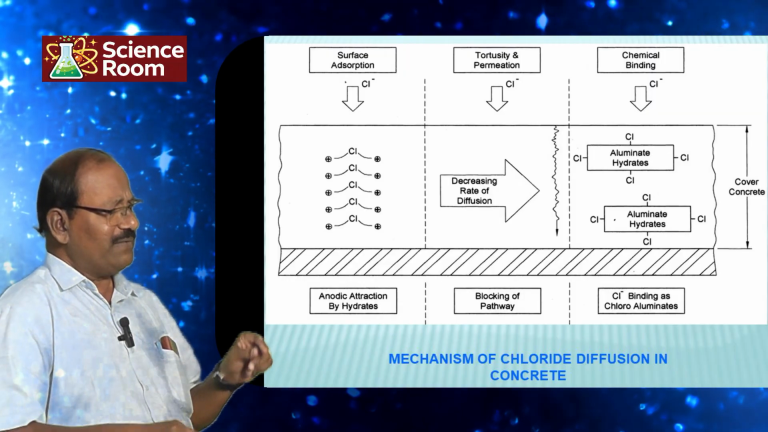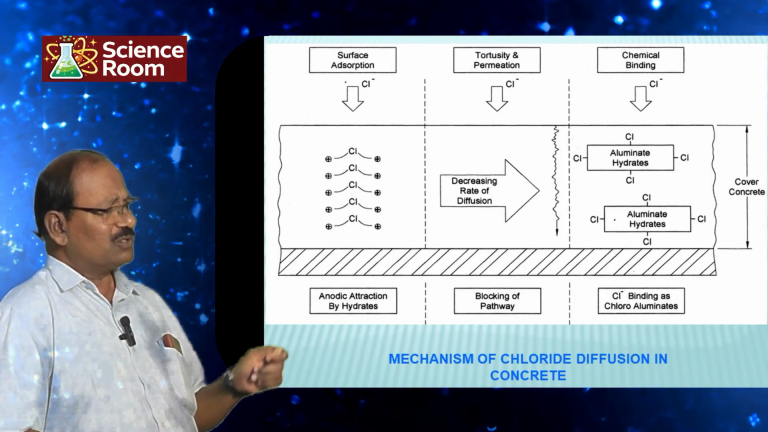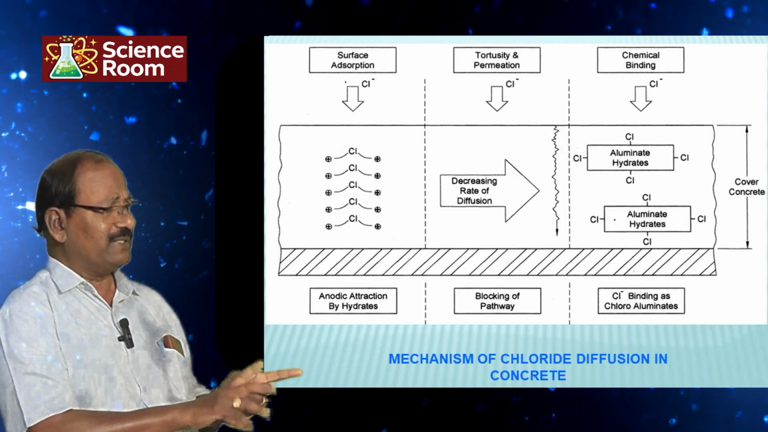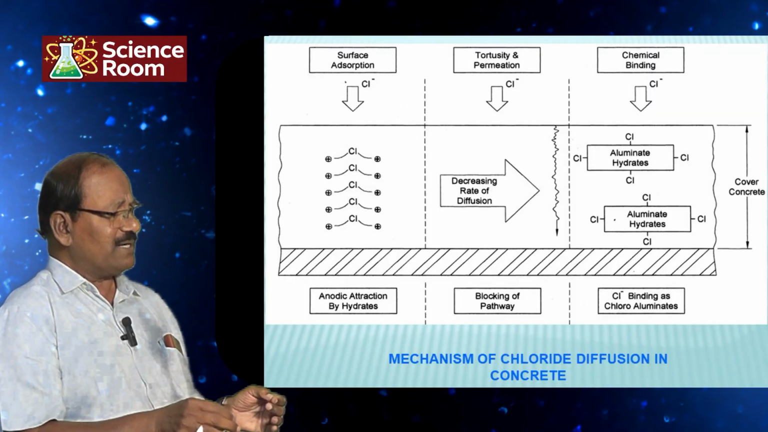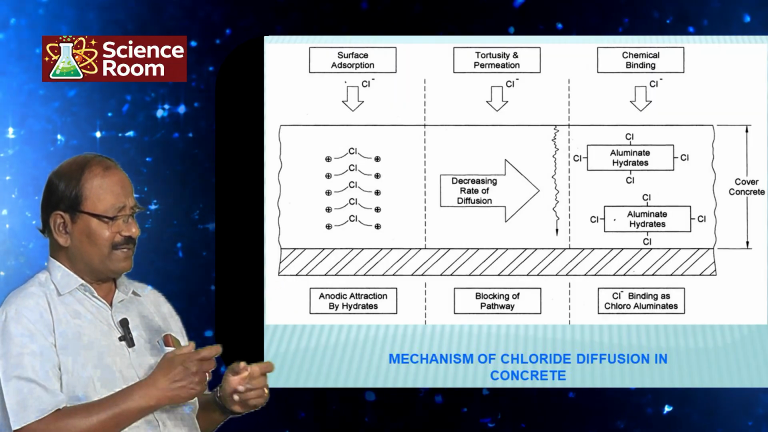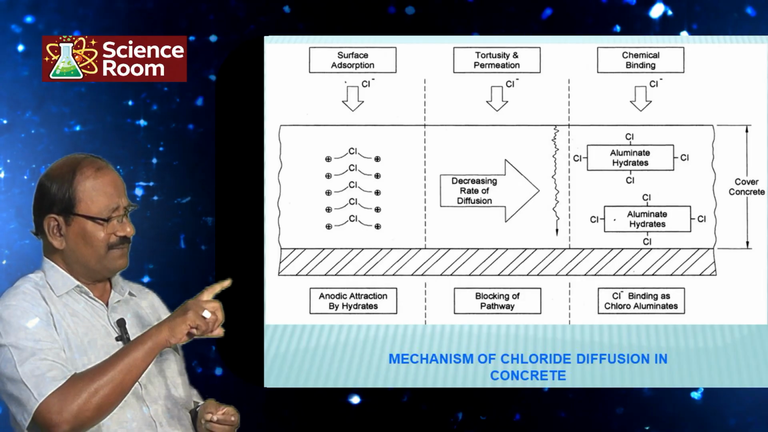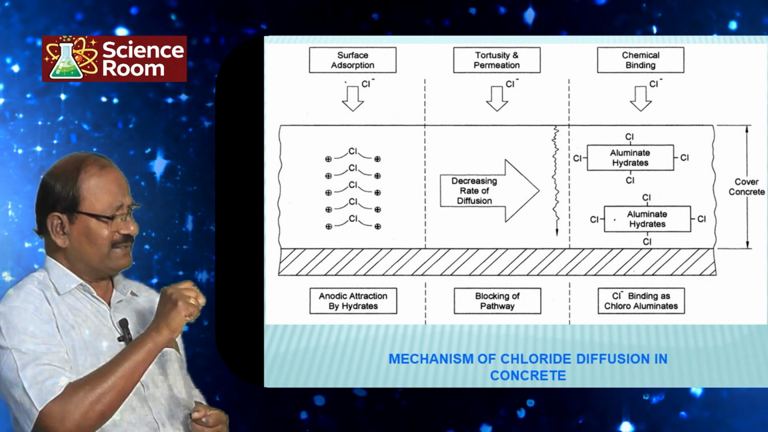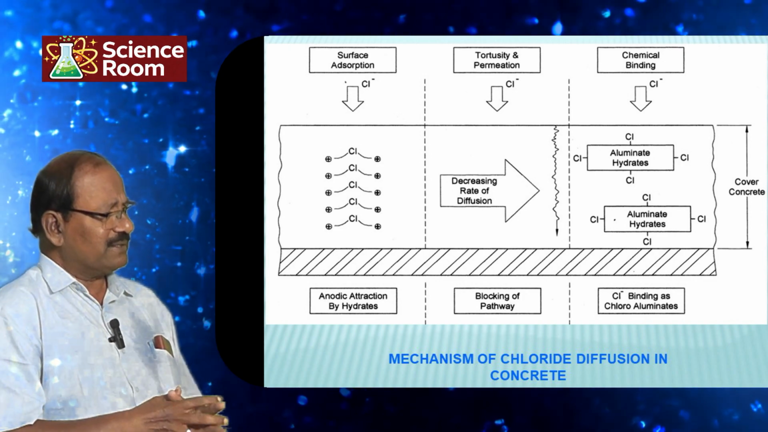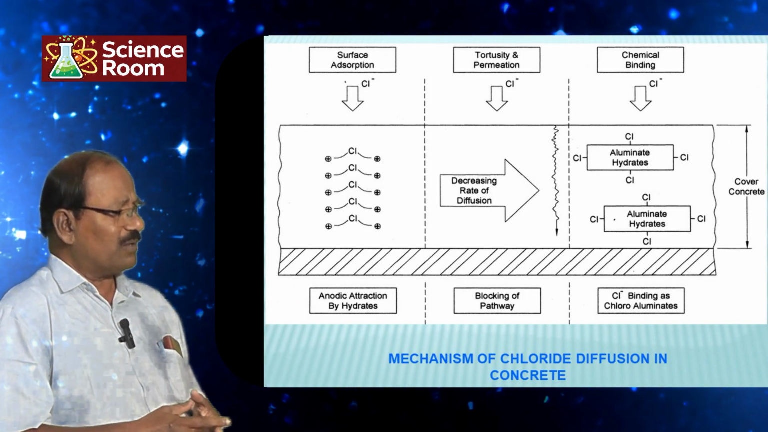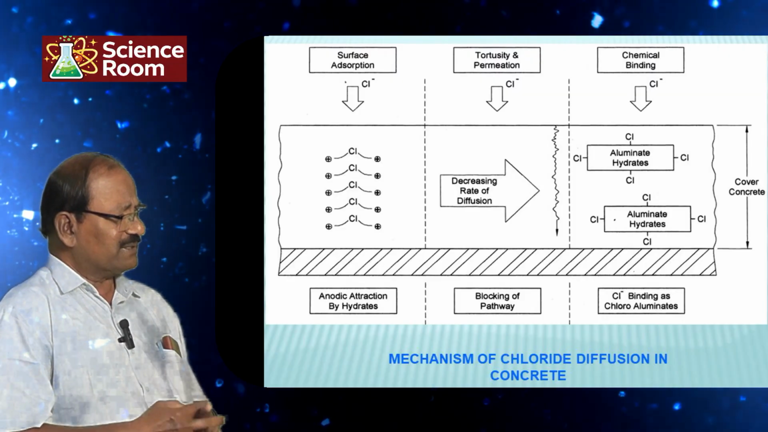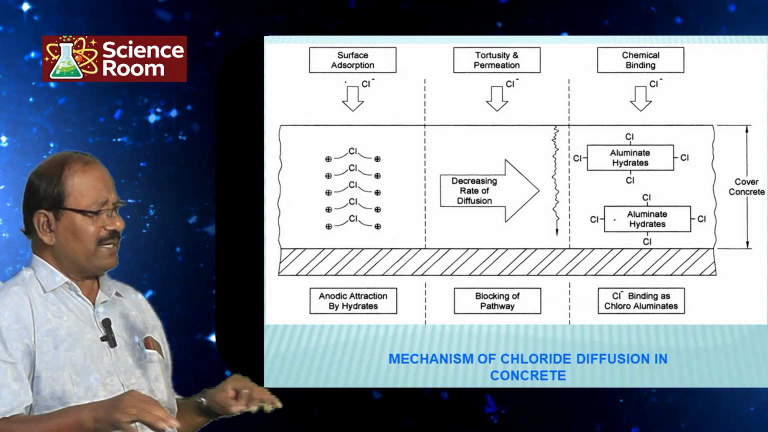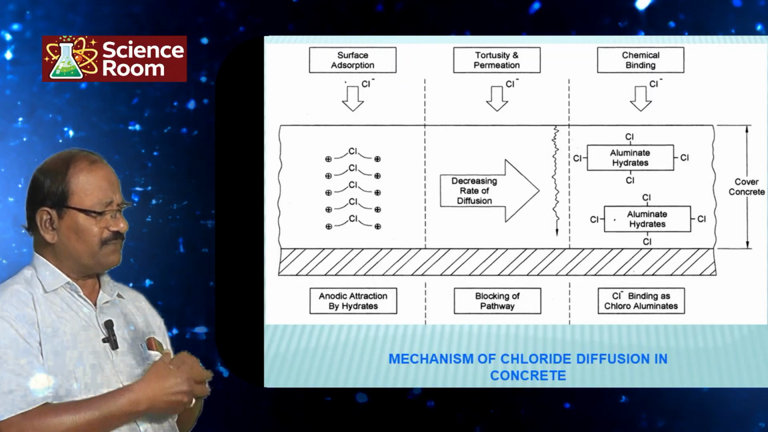Only the free chloride will travel through the pores and voids, and pore connectivity is very, very important for this. If pore connectivity is not there, it will end. Otherwise it will somehow keep traveling through the concrete and reach the steel. Steel is positive, Fe plus, and chloride is Cl minus. So the steel attracts the chlorides and they come there, but it will not immediately get corroded.